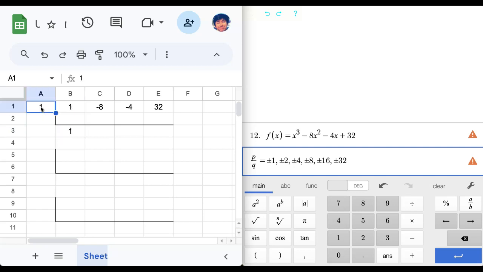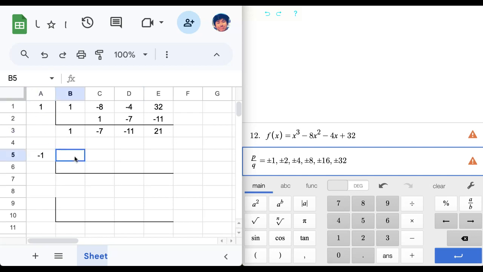1 plus 0 is 1. Multiply it by your tested root. That's going to be 1. Negative 8 plus 1 is negative 7. Take your negative 7 times 1. That's negative 7. Add down. Negative 11. Negative 11 times 1. Negative 11. We have a remainder, which means 1 is not a root. Right? So your remainder is 21. So we're looking for the remainder of 0 to prove that this is a root. 1 is not a root.